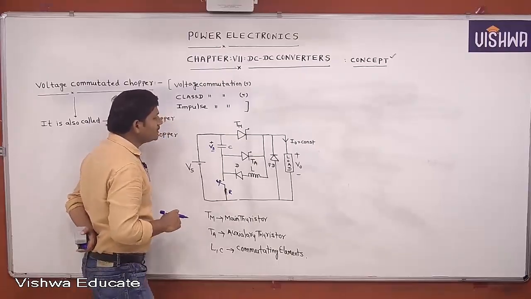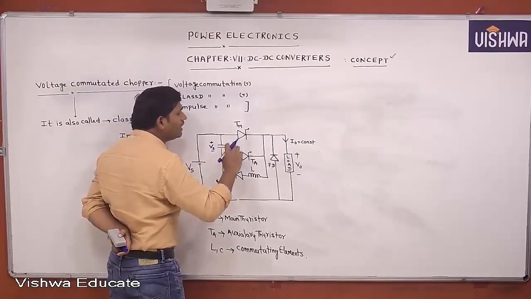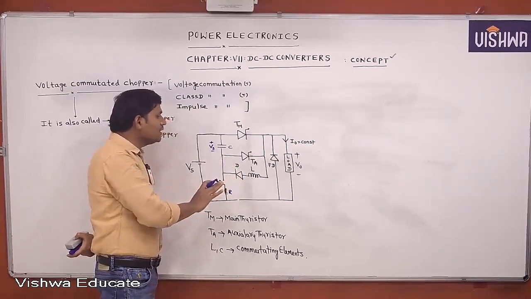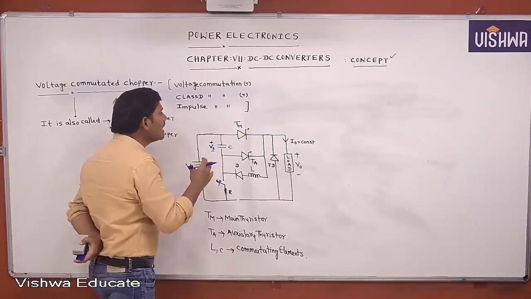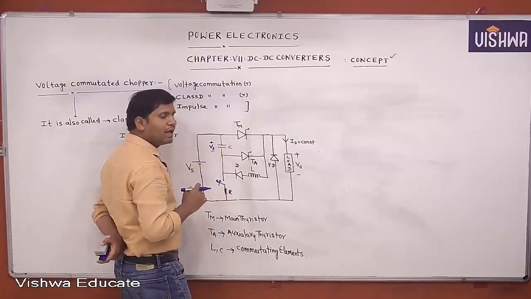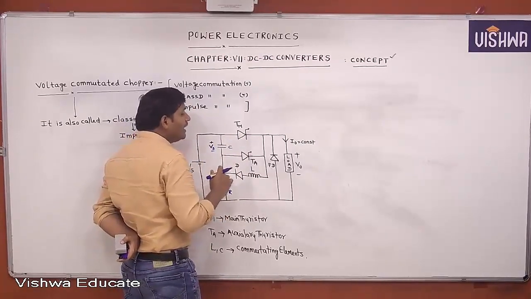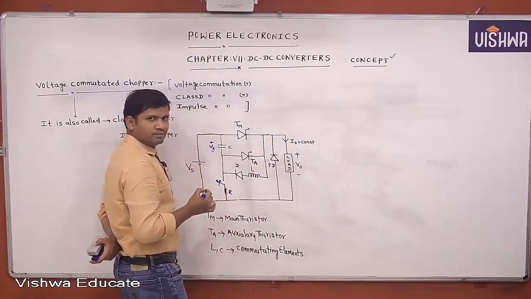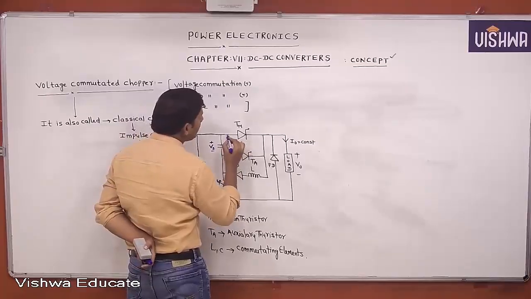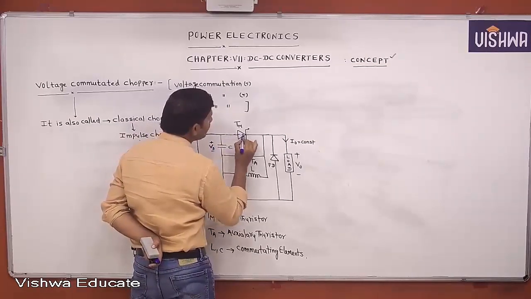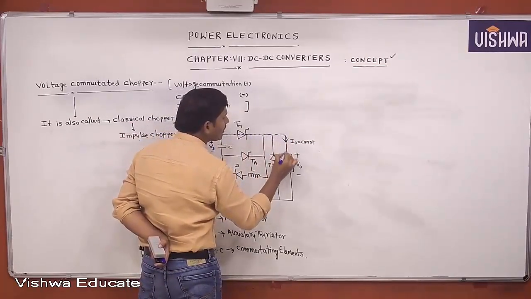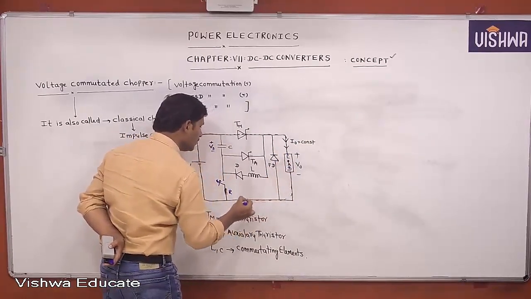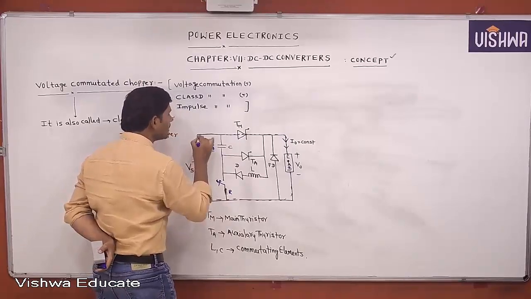Okay. Listen please. Now first I will trigger the main thyristor. Still I am not triggering the auxiliary thyristor. Now first I will trigger the main thyristor. When the main thyristor is triggered, then it supplies the power to the load. This is the direction of power supplied.